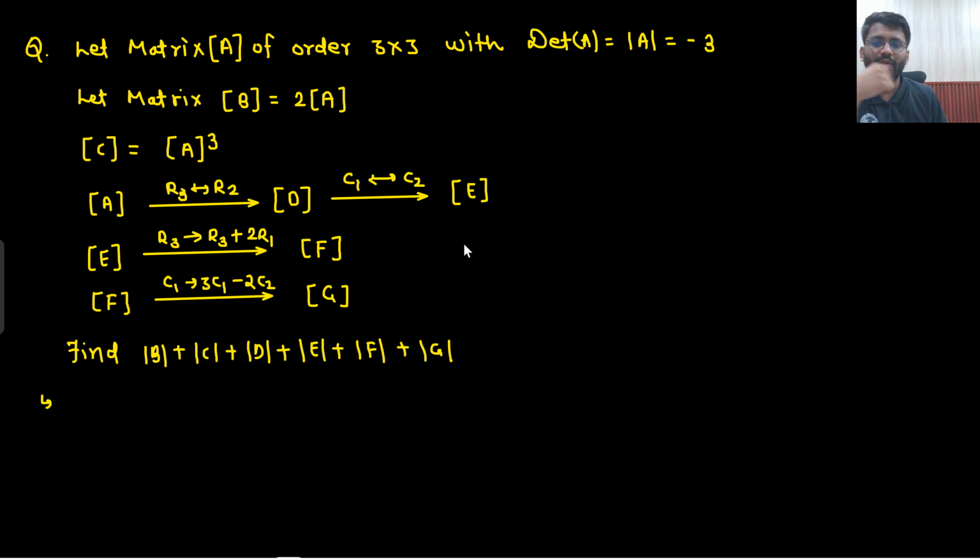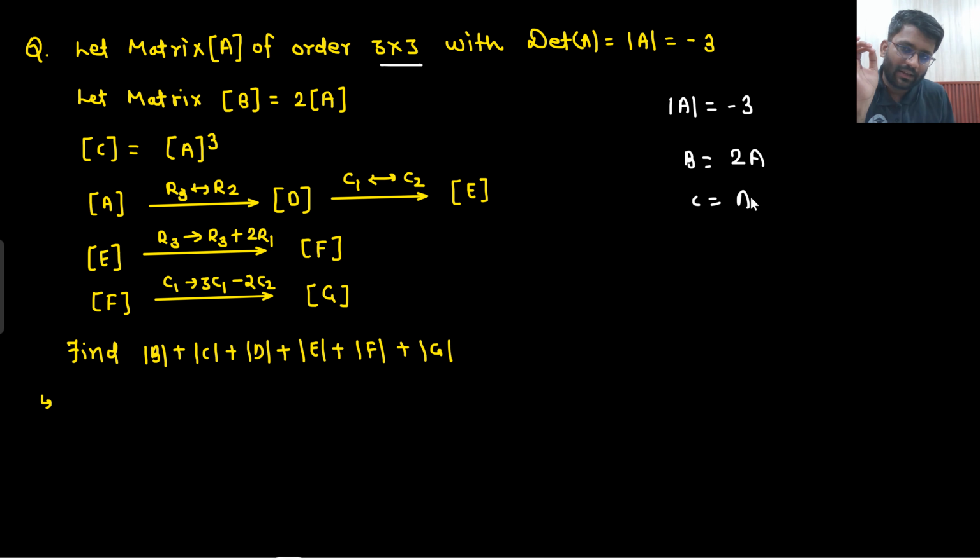Understandable? Solve this question on your own. Have some patience, solve it on your own. I expect the correct answer from everyone's side. What is given? Matrix A is of order 3 cross 3 with the determinant of A equal to -3. Understandable? New matrices are defined. This is -3, order is 3 cross 3. B is given as 2A. C is given as A cube.